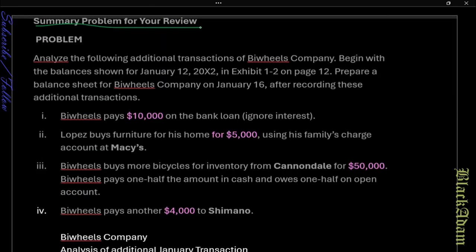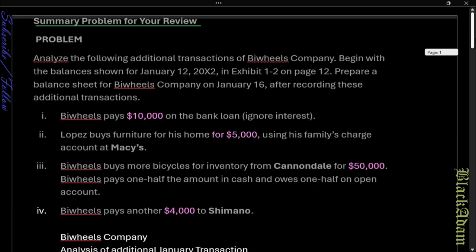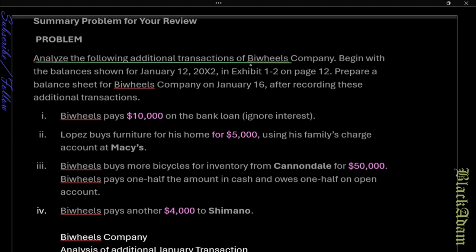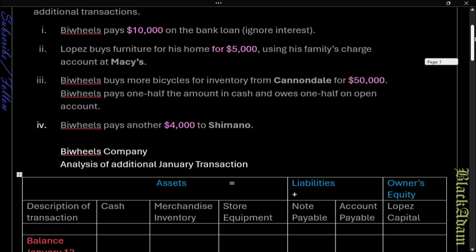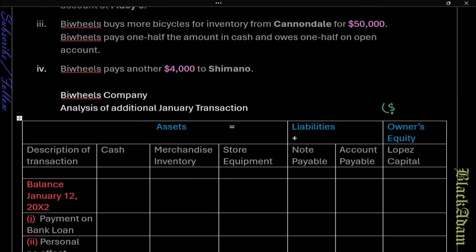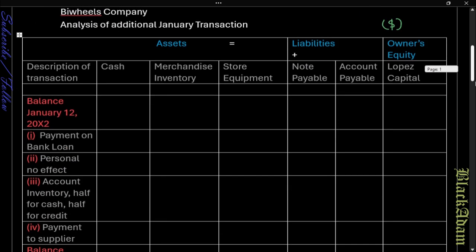So these are the transactions, the summary of all the transactions on the particular day for the company Biwheels Company, and we have to begin with the balance shown on the 12th of January of the year 20x2. So in January, it's a balance carried forward. All the amounts that we write are in dollars. We need to state that.